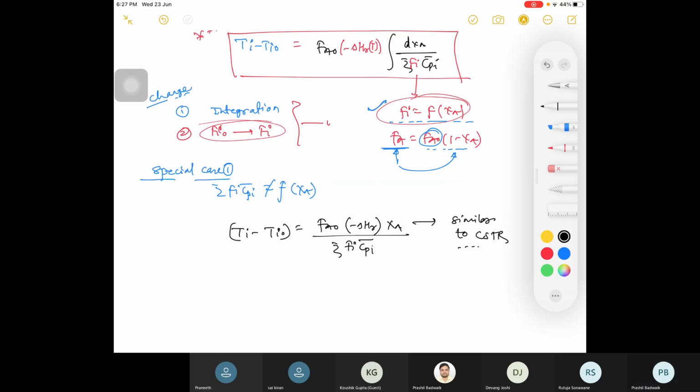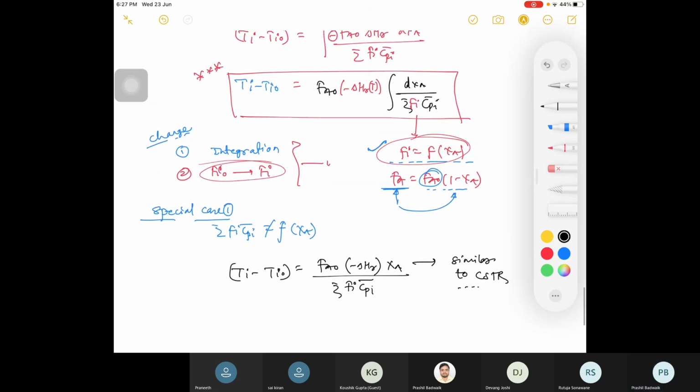Okay. Now please tell me. This is your final equation. Okay, don't get confused. This is your final equation. Triple star.